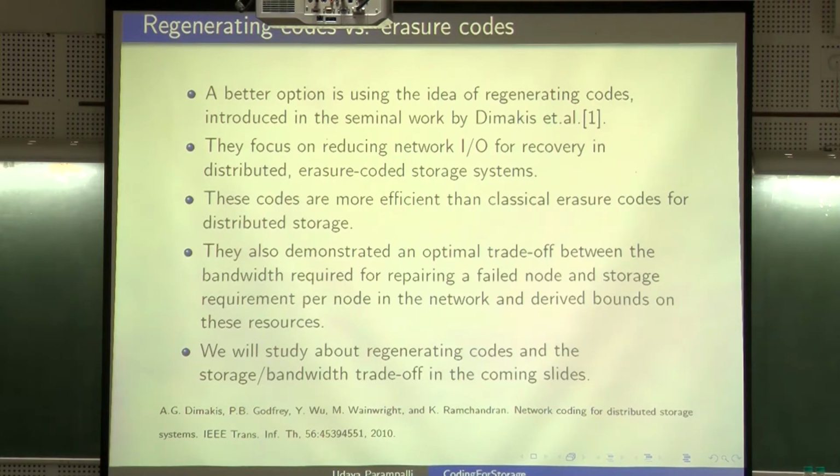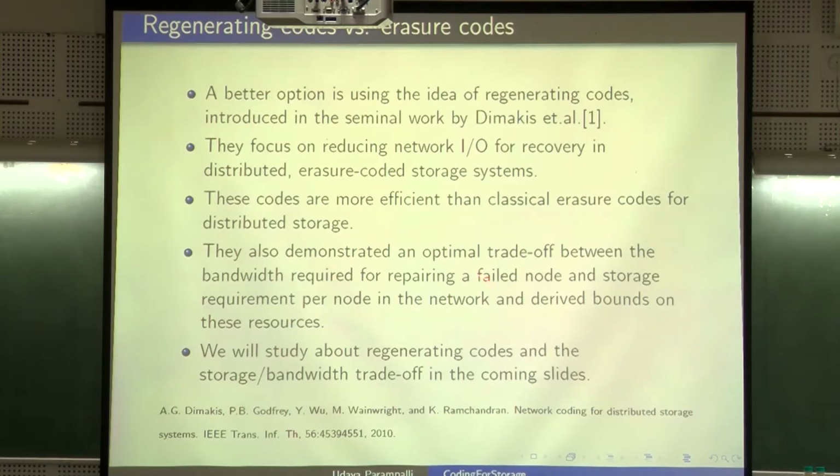So what was observed was, if you want to reduce the bandwidth, you may have to store a little more per node. In an MDS code, an erasure code, any k of them would have the minimum information. But if you want to repair more efficiently and reduce the bandwidth, you probably may need to allow a little more in each node, but that way the bandwidth can be reduced. So they found this thing.